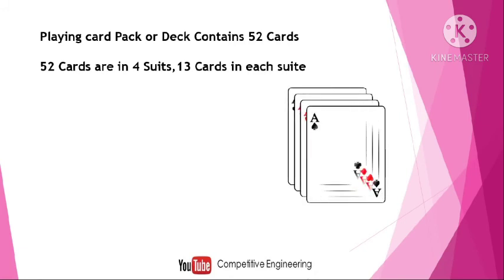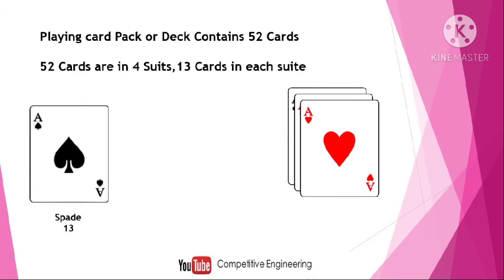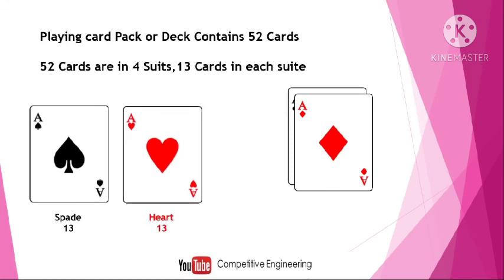What are those? The first suit, this one, that is called spade. Okay, it looks like a tree and it is called spade. It is 13 in number, and spade is always black in color. The second one is with a heart symbol.